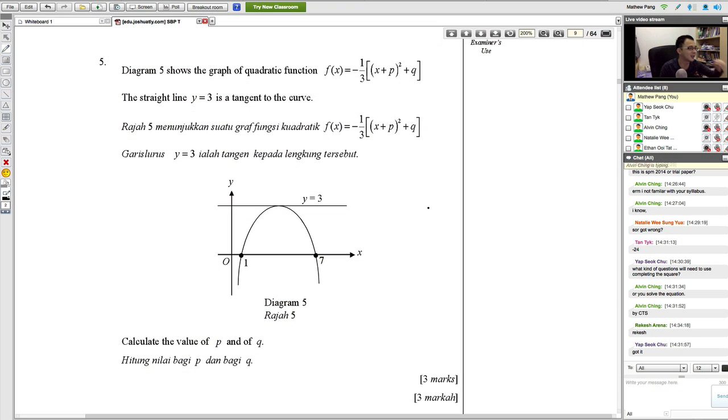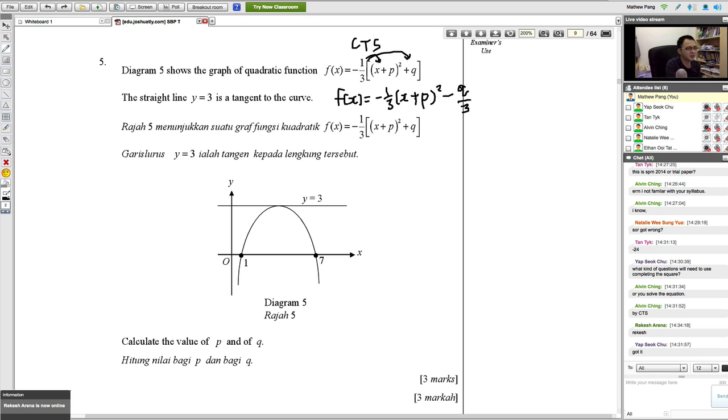Okay, for this one, you can find out this is completing the square, but this completing the square is not yet complete, because the negative 1 over 3 cannot stay like this. So I will need to multiply negative 1 over 3 into both. So you can see f(x) equals negative 1 over 3 times (x plus p) to the power of 2, plus, oops, it will be minus q over 3, because negative 1 over 3 multiplied by q is negative q over 3.